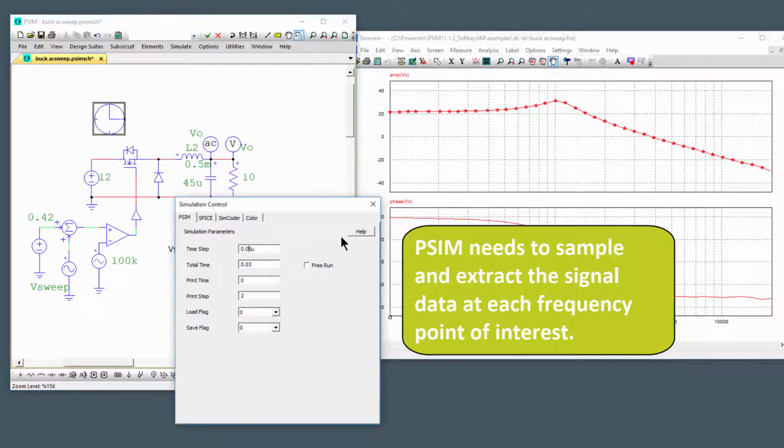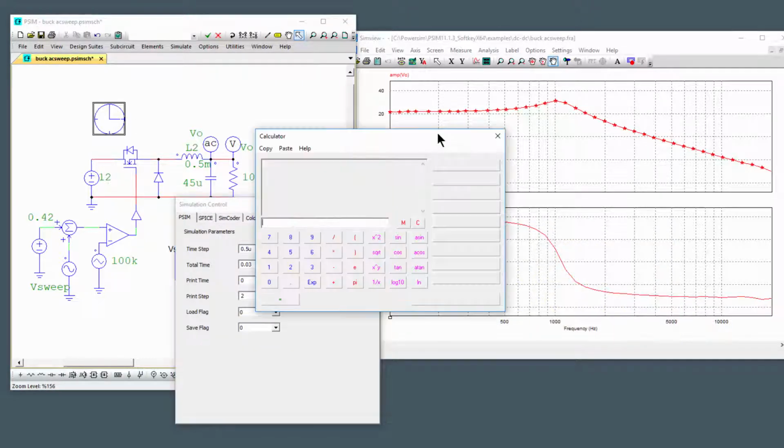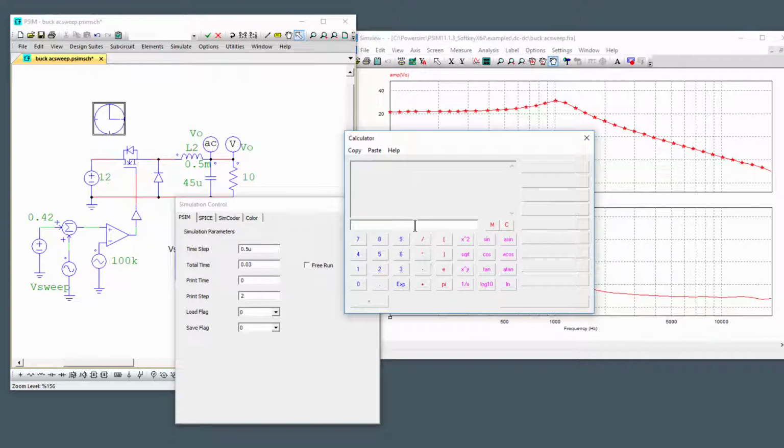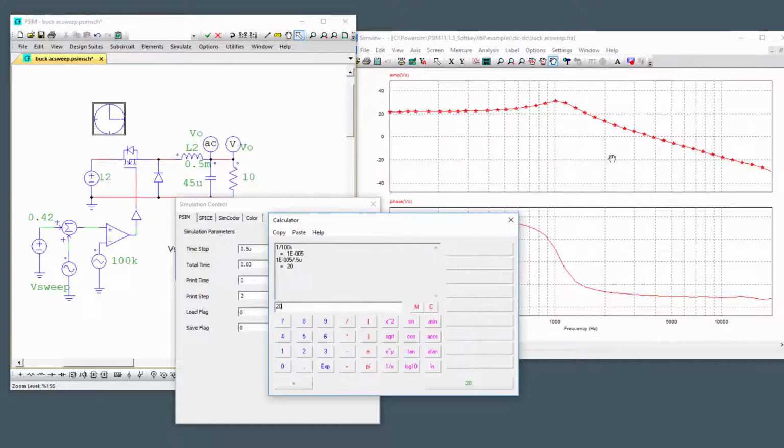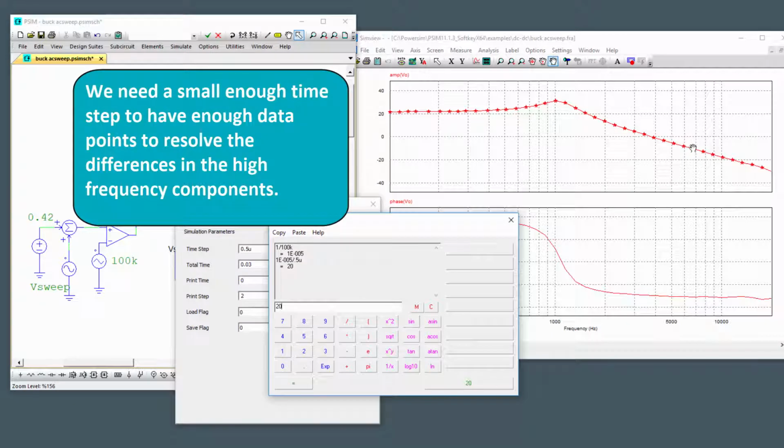So if our time step is too big, if we pull up the calculator here, we're switching at 100k, so 1 over 100k is a period of 10 microseconds. And if we divide by 0.5 micro, that's 20 points per cycle at 100k. That's a decent amount of switching points if we were just looking at the open loop response and time domain simulations. But when we need to start resolving the differences in frequencies up here, this actually starts driving the time step requirement that we need.